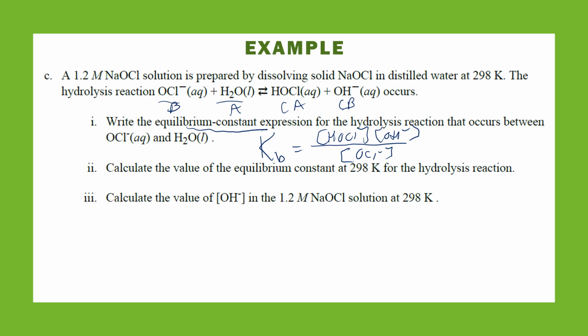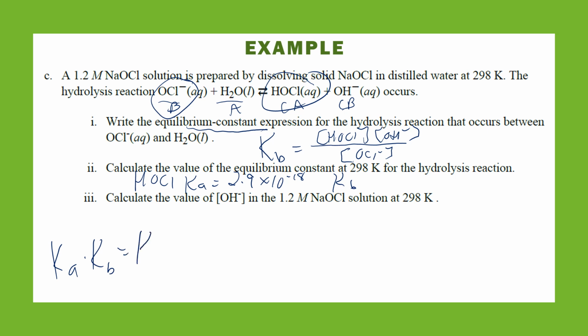Now for II, calculate the value of the equilibrium constant for the hydrolysis reaction. So they wanted you to notice that OCl negative is the conjugate pair of HOCl. And we know HOCl has a Ka value of 2.9 times 10 to the negative 8. And that was in our data table. Since I know that, I can find the Kb because Ka times Kb is equal to Kw, which is 1 times 10 to the negative 14th at 298 Kelvin. But that only works when they're conjugates.